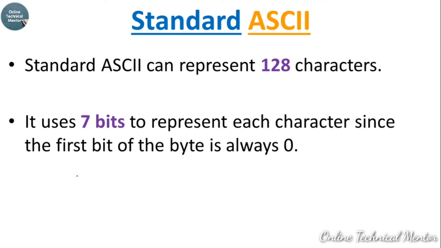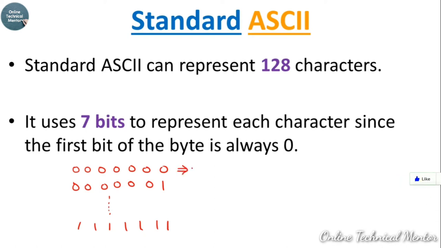So the bit representation of the first ASCII will be like this: 1, 2, 3, 4, 5, 6, 7. It will be 0, 0, 0, 0, 0, 0, 0. Then 0, 0, 0, 0, 0, 0, 1. It will continue up to 1, 1, 1, 1, 1, 1, 1. If you convert the first into decimal, it will be 0. The next will be 1. And if you convert the last ASCII, it will give you 127. So by using these 7 bits, we can generate 128 ASCII codes from 0 to 127.